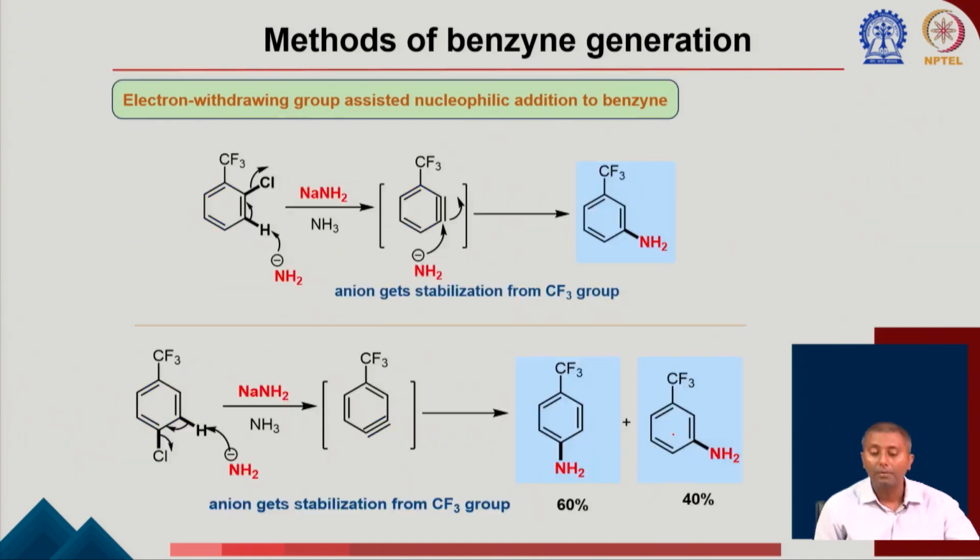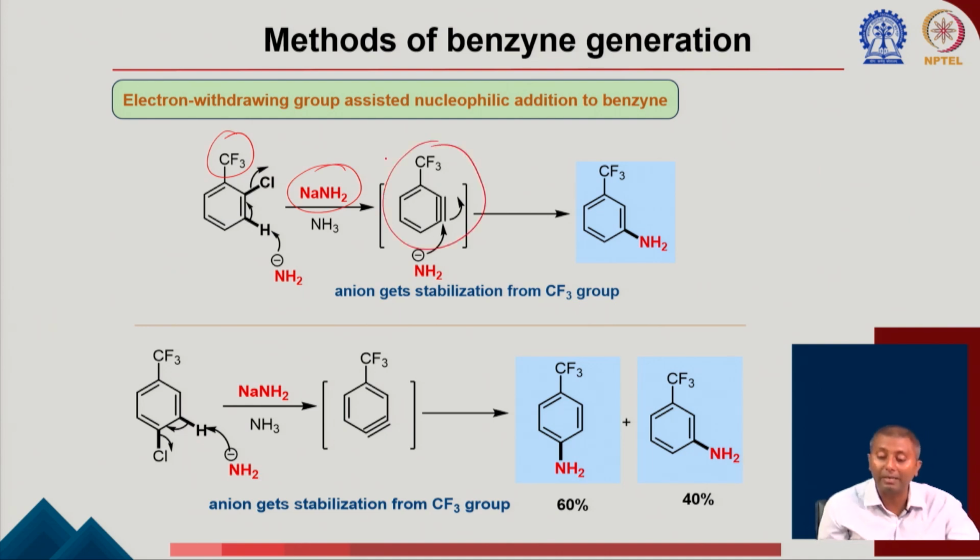Okay. Now we are going to talk about a very similar scenario here. You have a CF3 group which is electron withdrawing, and you have a chloro there. Now the first thing is that the sodamide is going to abstract this proton to generate a minus, which can eliminate the chlorine from this carbon to form the corresponding benzyne.